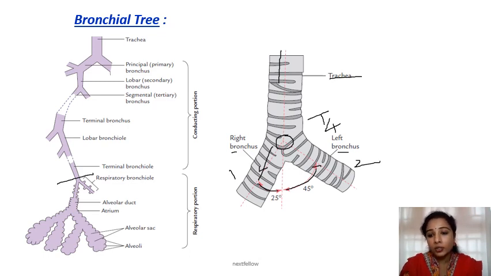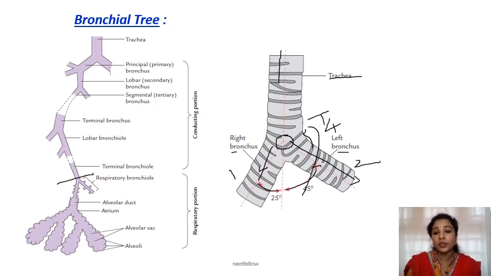Right lung again divides into eparterial and hyparterial bronchus. The left principal bronchus, after entering the lung, divides into lobar bronchi. You can see the left principal bronchus is quite longer, and it divides into the lobar bronchi after entering inside the lung. The left bronchus is just below the arch of aorta and anterior to the esophagus. So that is the relation of the left bronchus.